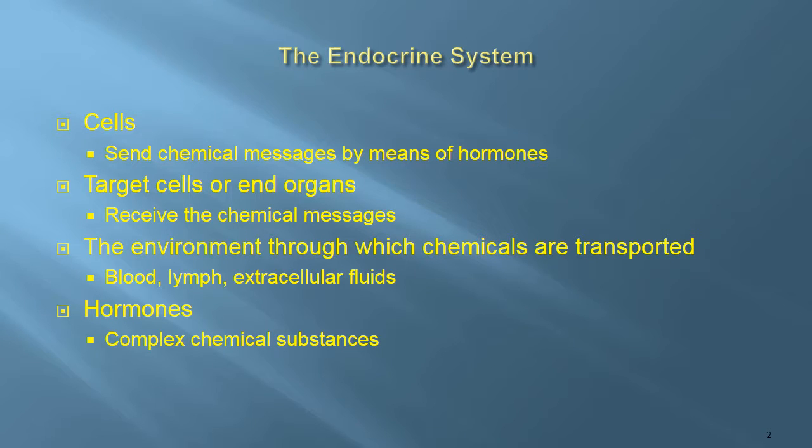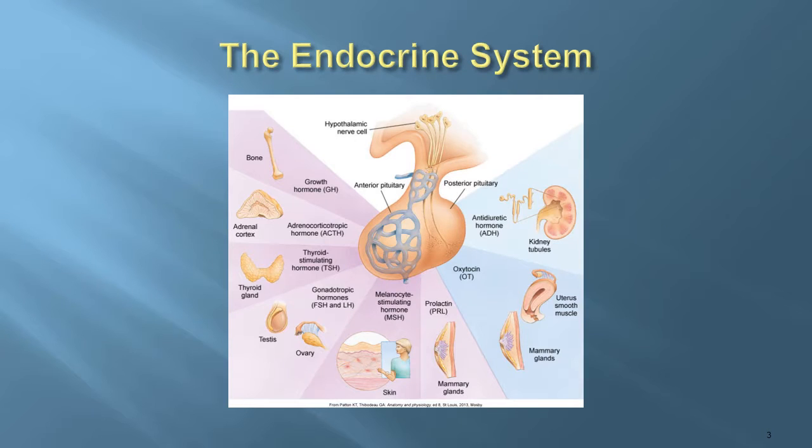Let's talk about a little refresher on the endocrine system. The cells send chemical messages by means of hormones. The target cells, or the end organs, receive the chemical messages, and the chemicals are transported through the blood, lymph, and extracellular fluid. And remember that hormones are complex chemical substances. This diagram includes the hormones as well as the target organs.